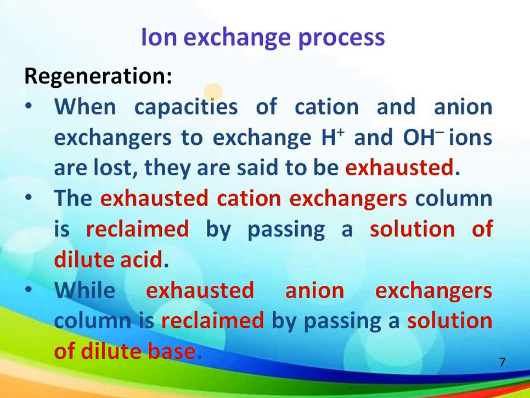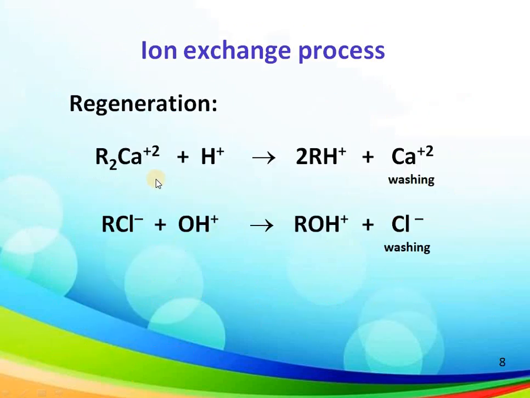So regeneration: when the capacity of the cation and anion exchangers to exchange H plus ions and OH negative ions is lost, they are said to be exhausted. The exhausted cation exchange column can be reactivated or reclaimed by passing a solution of dilute acid, and the exhausted anion exchanger column is reclaimed by passing a solution of dilute base. The following chemical reactions occur here.